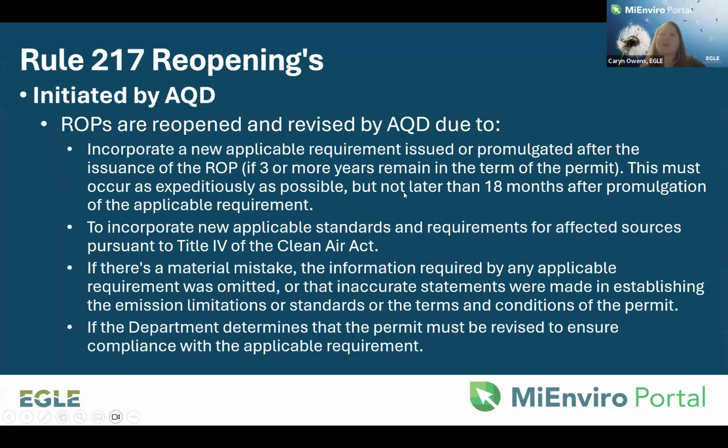So now I'm going to talk about reopenings, and this is under Rule 217. Just to recap, the first two types of changes that I covered, ROP notification of change under Rule 215, and then Rule 216, which includes amendments and modifications, are changes that are initiated by the applicant. However, in this case, with Rule 217, this is a permit change that's initiated by the AQD.